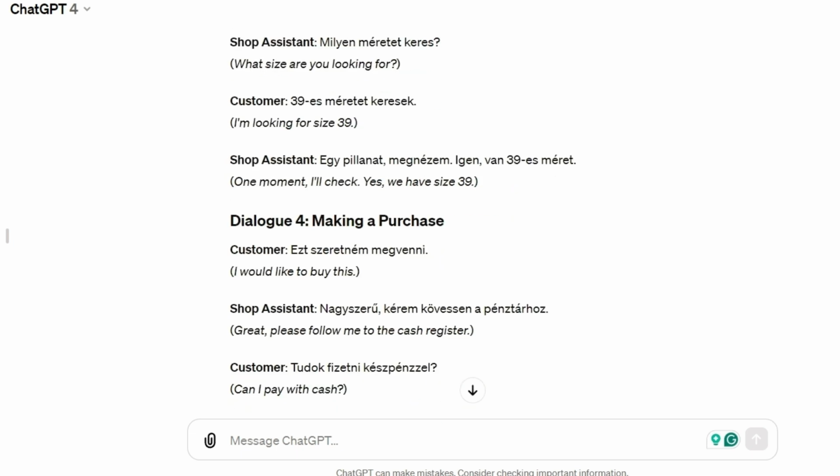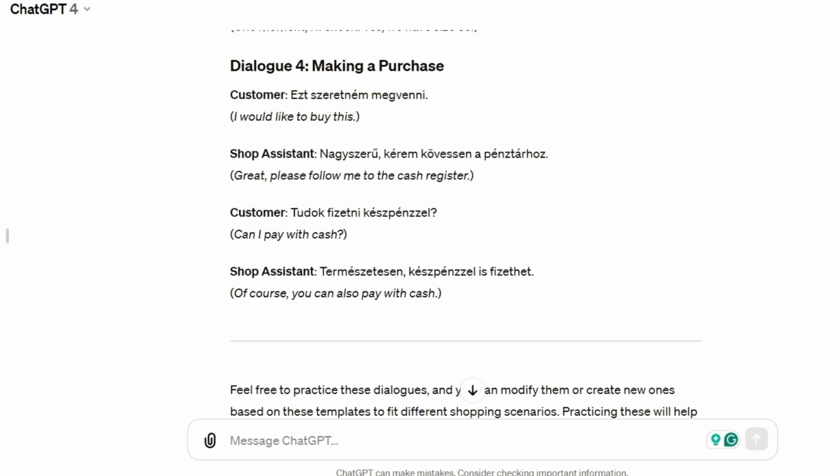Ezt szeretném megvenni. Nagyszerű. Kérem, kövessen a pénztárhoz. Tudok fizetni készpénzzel. Természetesen készpénzzel is fizethet. Okay, great. The basic dialogues seem to be in good shape. Next, let's elevate our challenge by requesting a story.